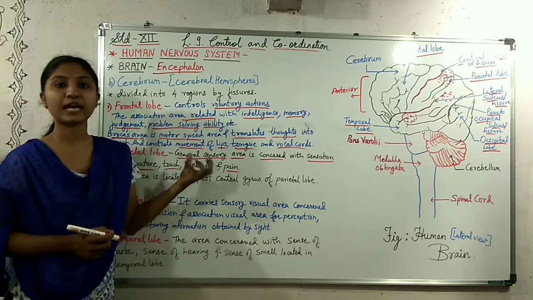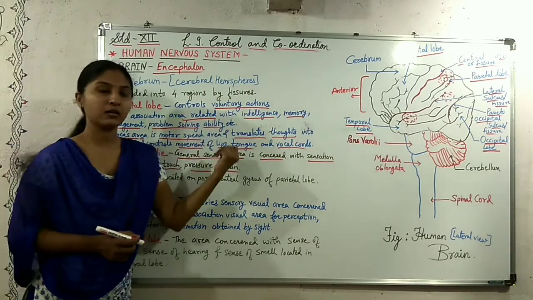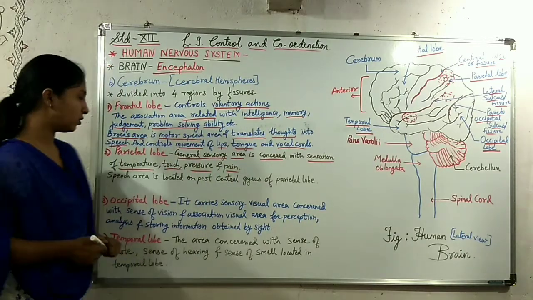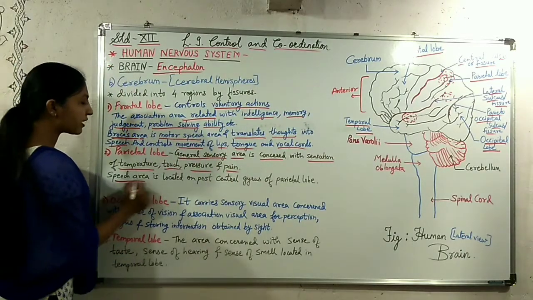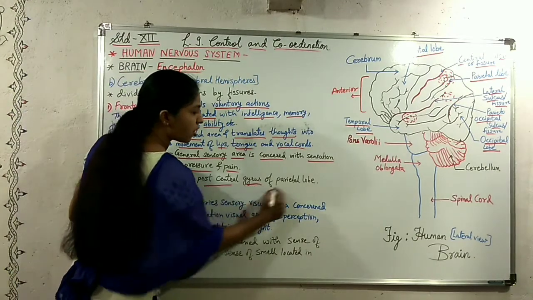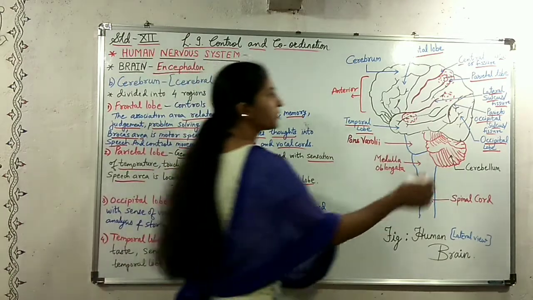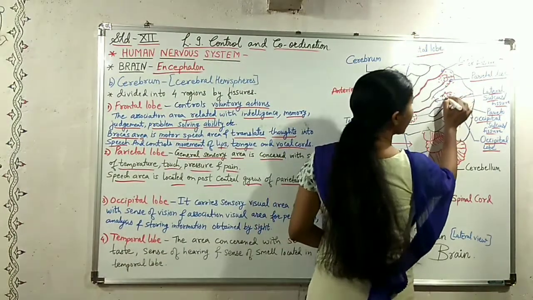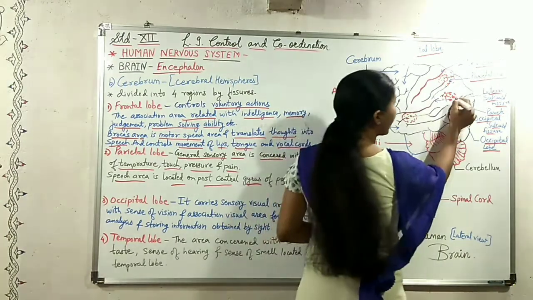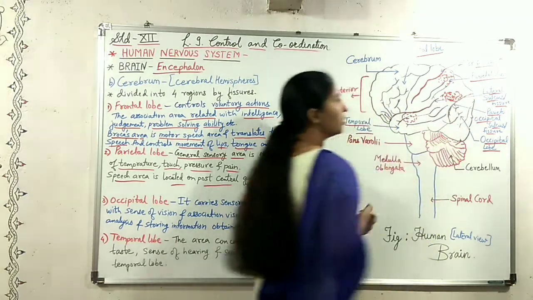All these things can be felt because of the general sensory area which is present in the parietal lobe. The speech area is located on the post-central gyrus of the parietal lobe. So the speech area is located here at the post-central gyrus of the parietal lobe.